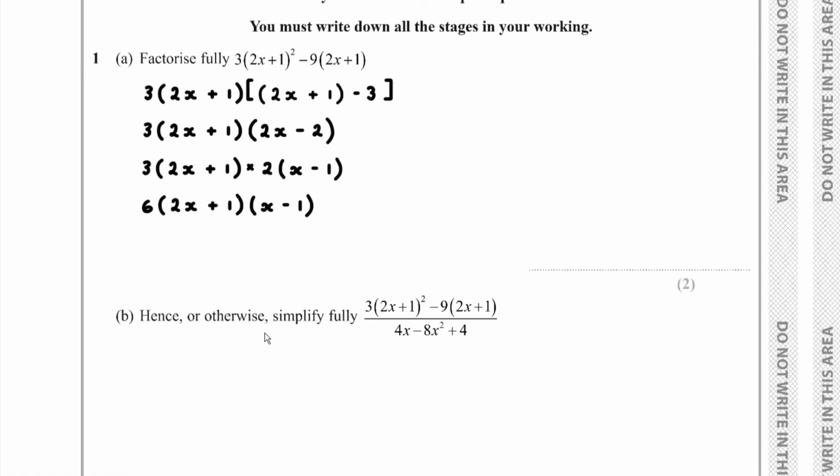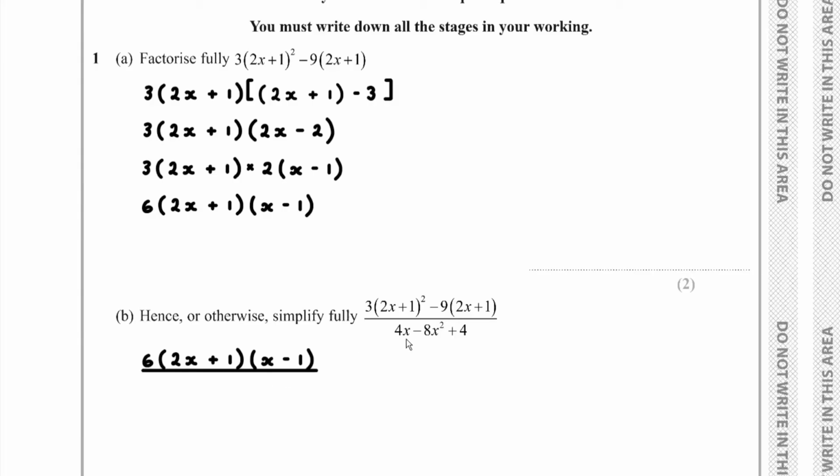Part B. Hence or otherwise simplify fully 3 multiplied by (2x plus 1) squared, subtract 9 multiplied by (2x plus 1), over 4x subtract 8x squared plus 4. For the numerator, we can use the result in part A. Therefore, for the numerator, we have 6 multiplied by (2x plus 1) multiplied by (x subtract 1).